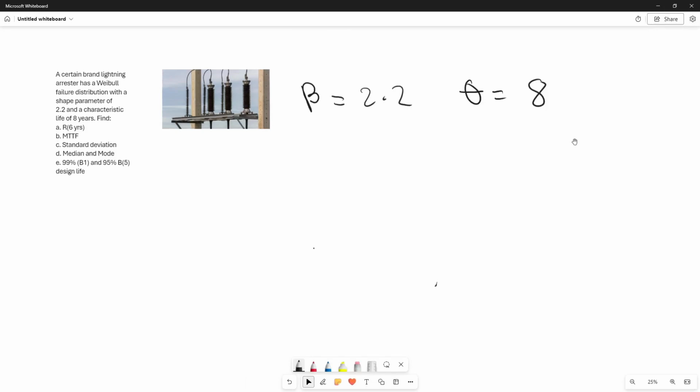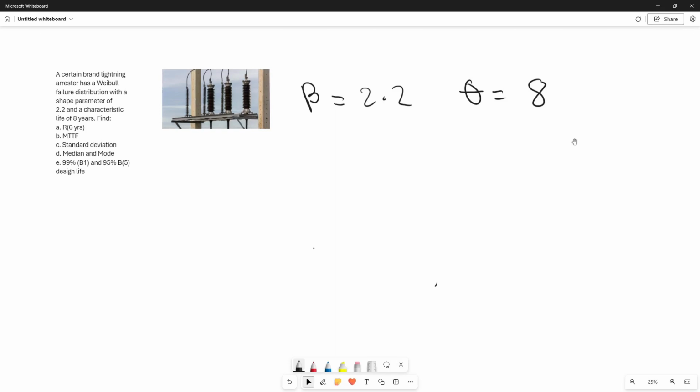A certain brand lightning arrestor has a Weibull failure distribution with a shape parameter of 2.2 and a characteristic life of 8 years. Find the reliability at 6 years, mean time to failure, standard deviation, median and mode, time for 99% design life, and the 95% design life.